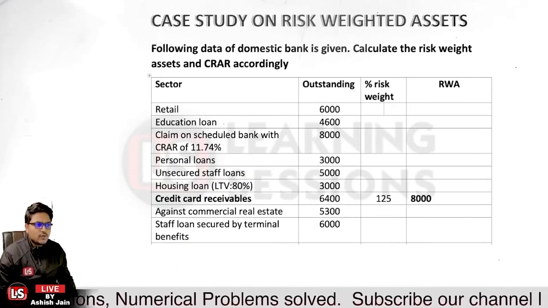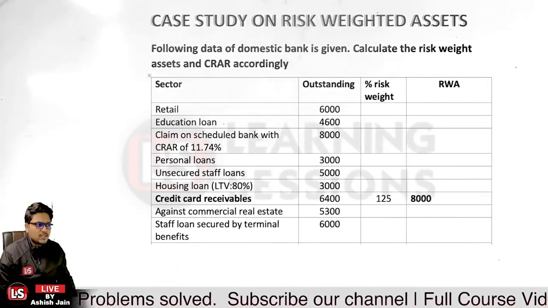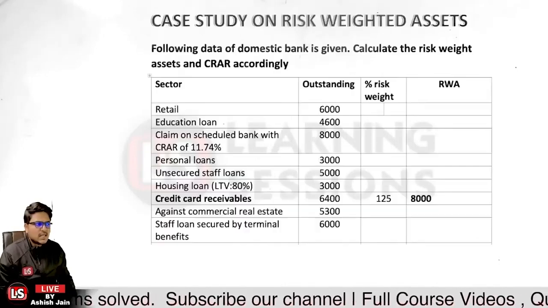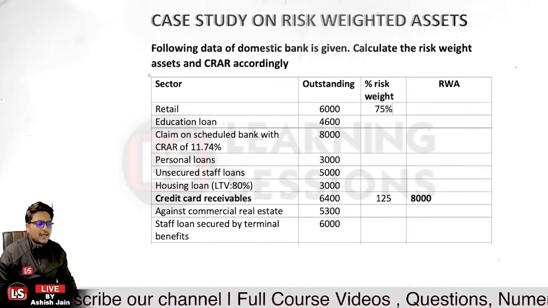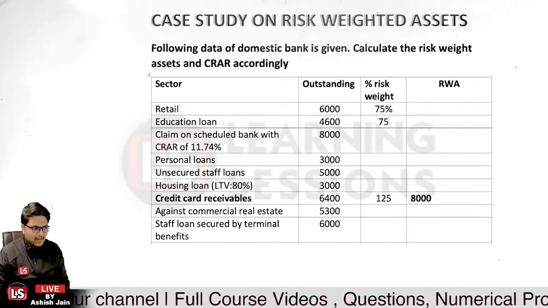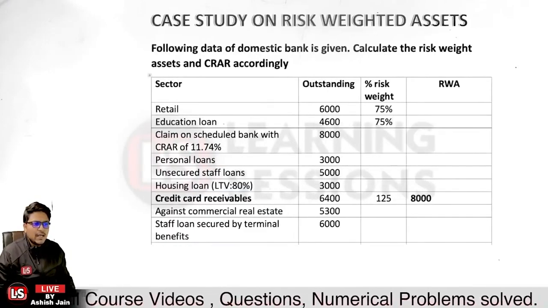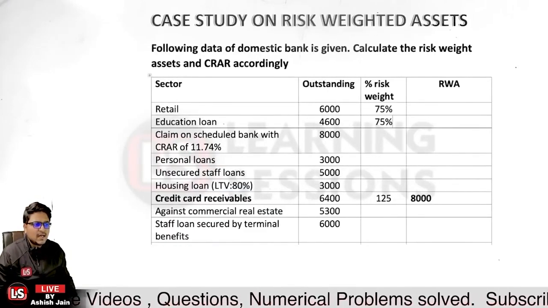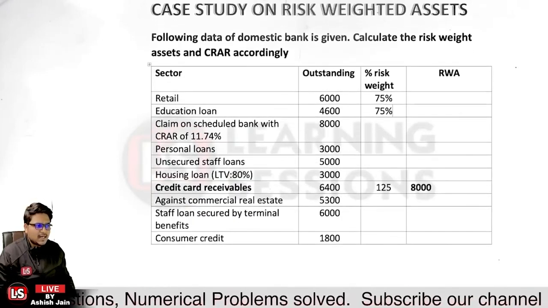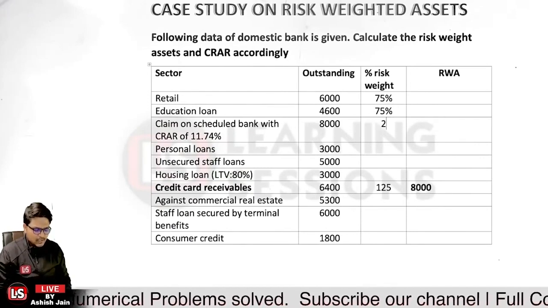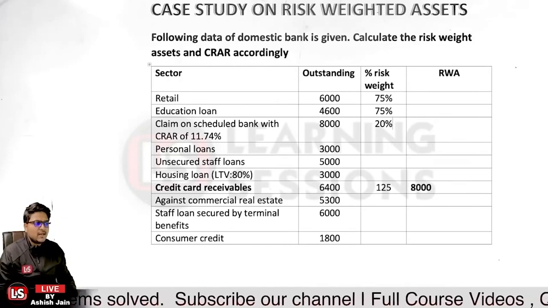That is the risk weightage, and for each and every category, each and every sector, we will be doing the same. So what is the risk weightage for the retail loans? It is 75%. For the education loan, it is again 75%. And for the claim on scheduled bank with CRAR of 11.75%, the risk weightage is 20%. You must have an idea related to all of those.